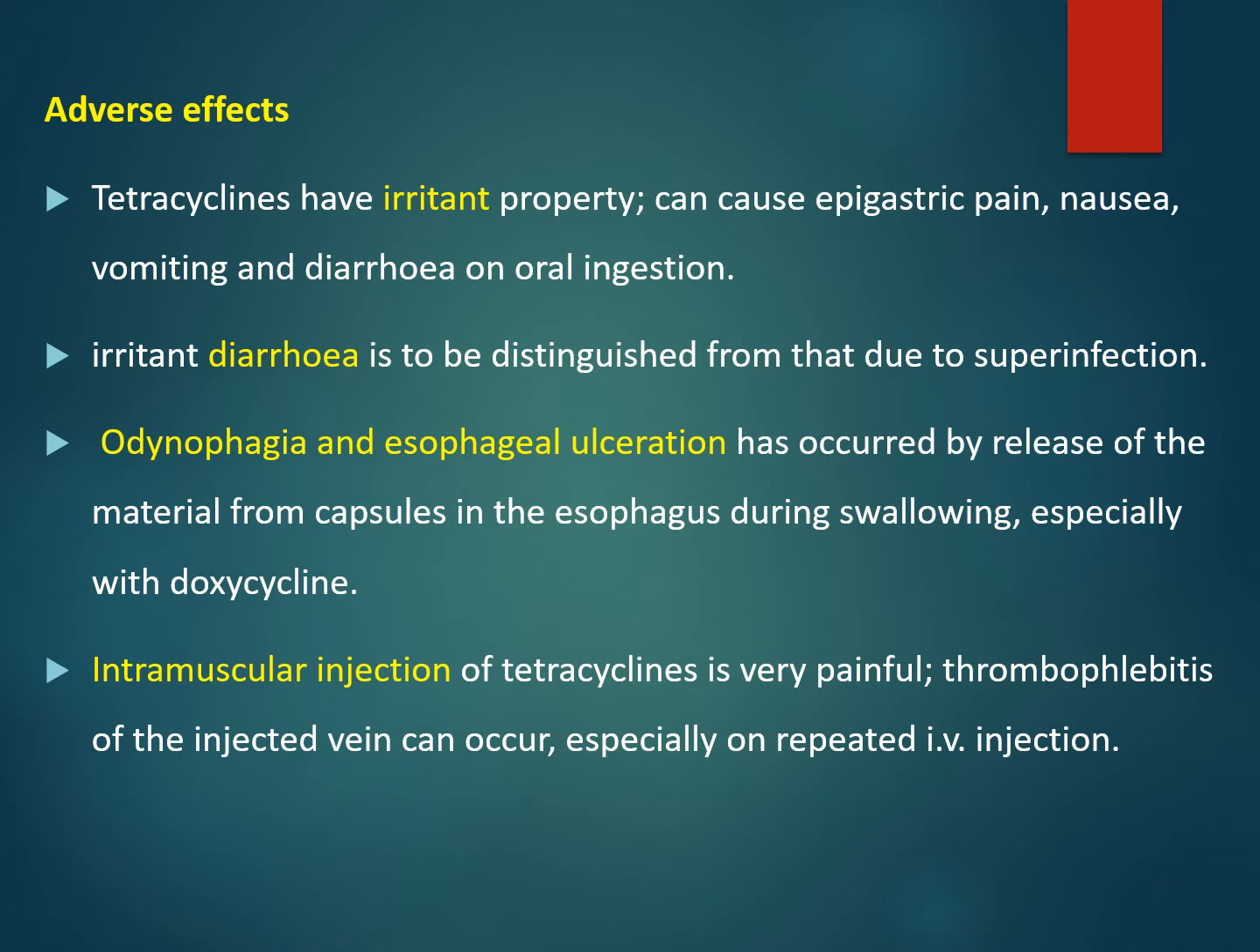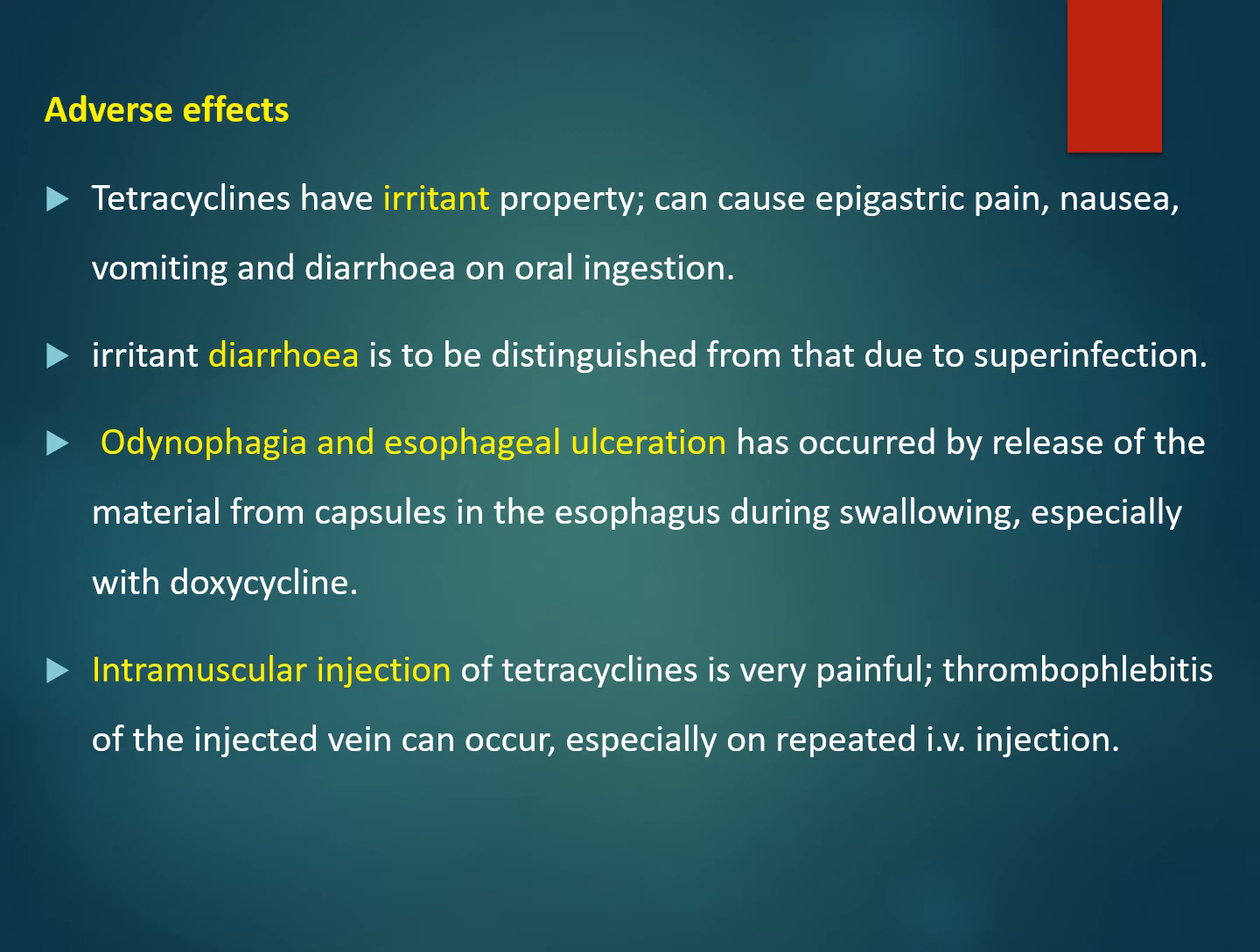So coming to the adverse effects of the tetracycline, they are having irritant property. That means they cause gastric irritation, which leads to epigastric pain, nausea, vomiting, and diarrhea. Irritant diarrhea should be distinguished from the one due to superinfection. I will tell you what is superinfection, why tetracyclines are going to be one of the most common reasons for developing superinfection. And then there are dysphagia and esophageal ulceration. These have occurred by the release of material from the capsule in the esophagus itself during swallowing, especially with doxycycline.